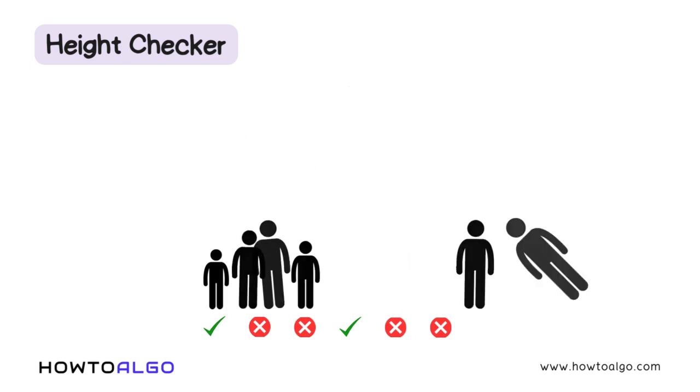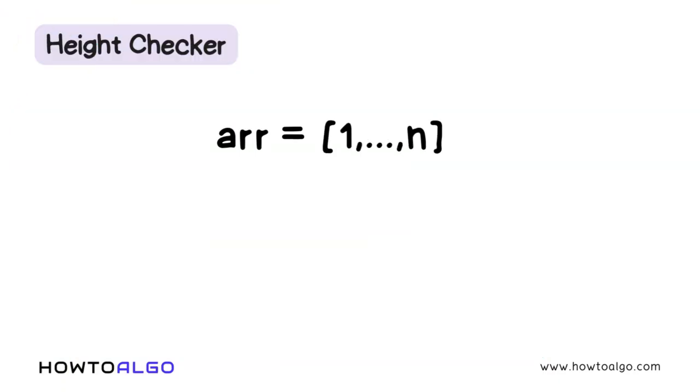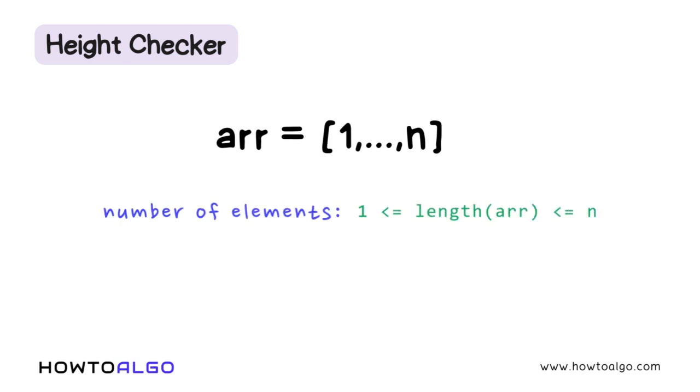Before we look at the ways you can tackle this situation, let's first talk about the constraints. Firstly, the number of elements in the heights array must be between 1 and n. N represents the maximum number of elements the array can contain. This means that the array cannot be empty and must contain at least one element, but no more than n elements.